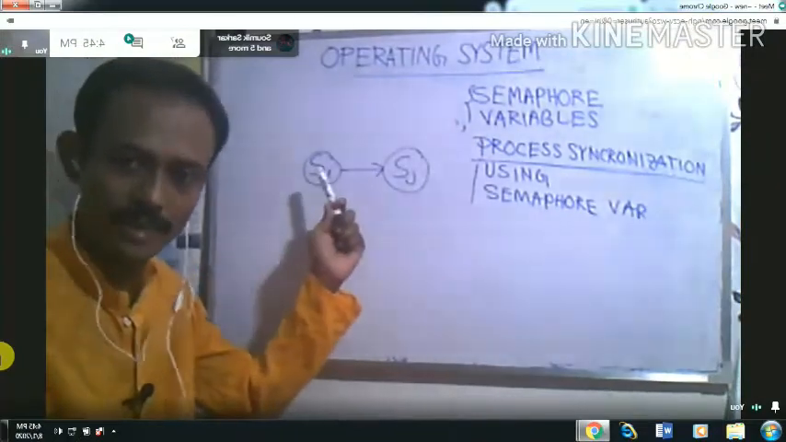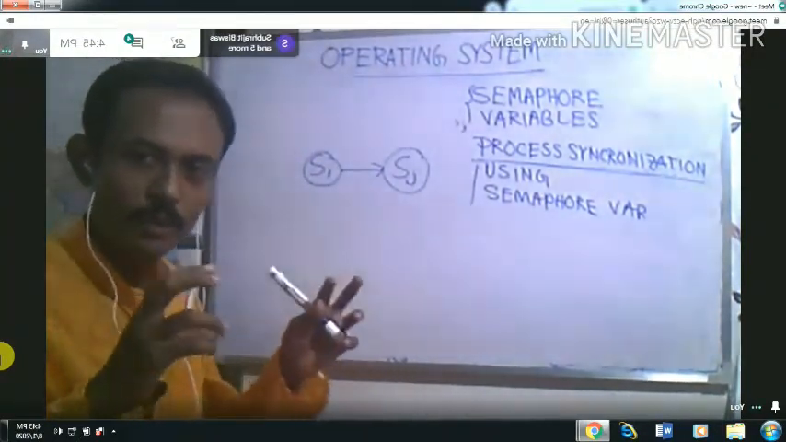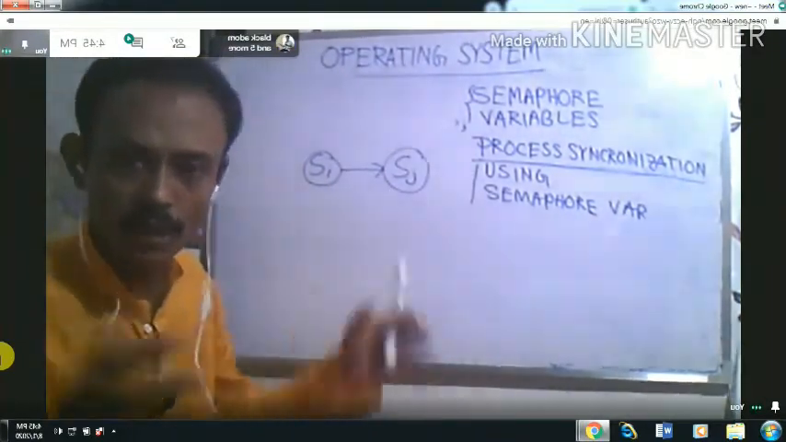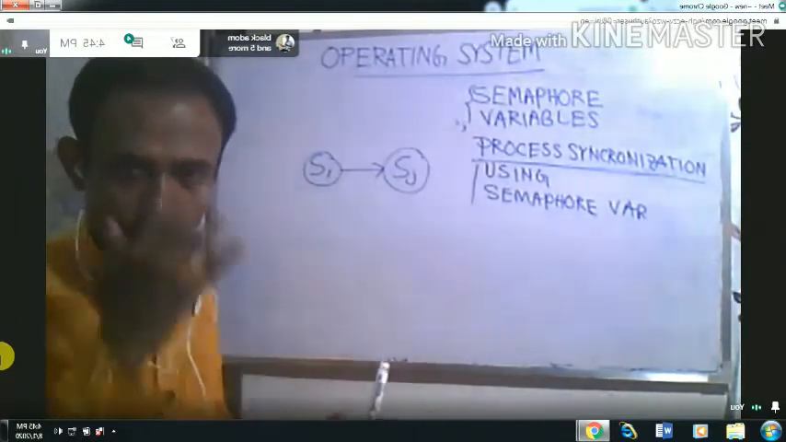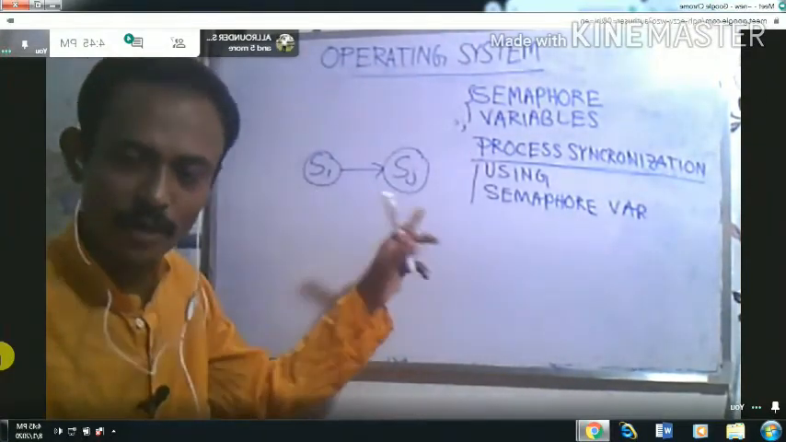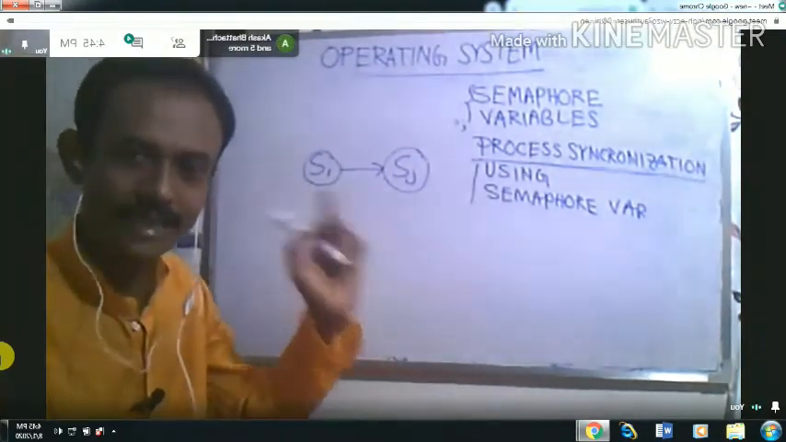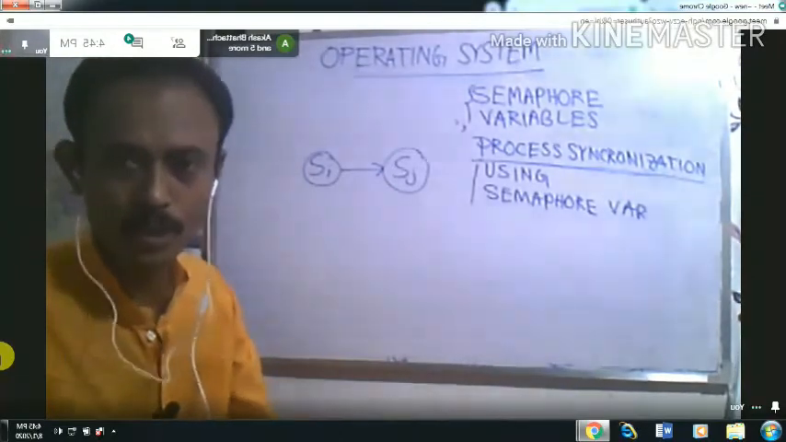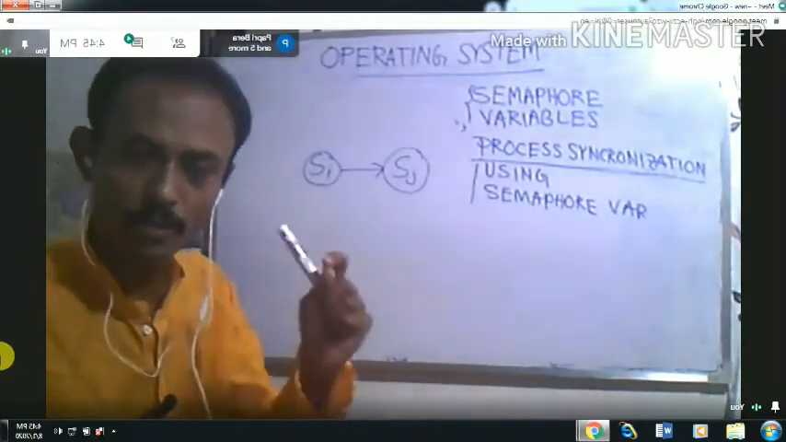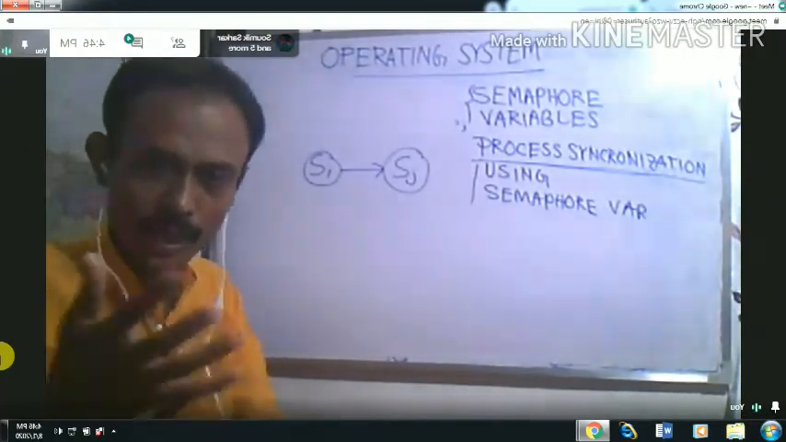So you have to synchronize these two processes. Suppose these two processes are executing concurrently, but one process is dependent on another. The execution of one process depends on the execution of the other process. Got it? That is called process synchronization. That is called the synchronization problem. Now we will see how we can overcome the synchronization problem using the semaphore.